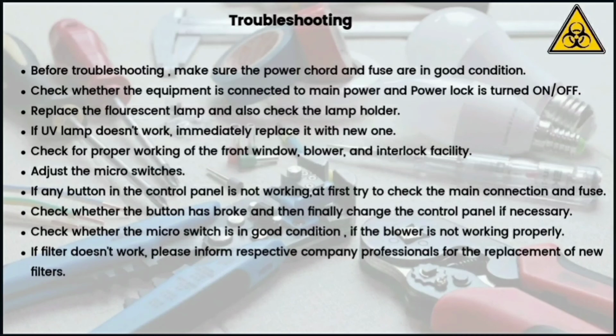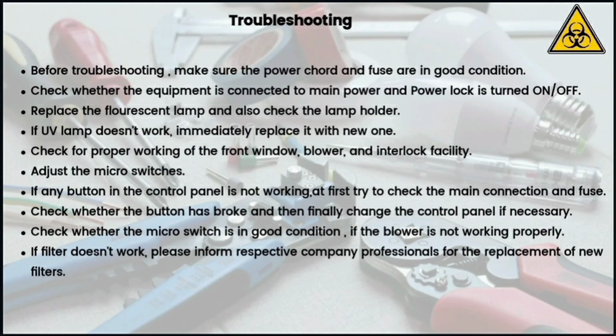Troubleshooting of the biosafety cabinet. Before troubleshooting, make sure the power cord and fuse are in good condition. Check whether the equipment is connected to the main power and whether the power lock is turned on or off. Replace the fluorescent lamp and also check the lamp holder. If the UV lamp doesn't work, immediately replace it with a new one. Check for proper working of the front window, blower and interlock facility.